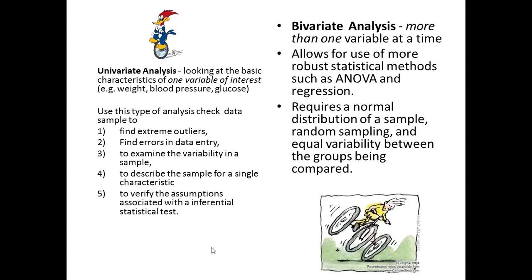In bivariate analysis, where we look at more than one variable at a time, we can use more robust statistical methods such as the inferential tests ANOVA, regression, and t-test. Of course, we have to make sure that our data is normally distributed, that the sample was collected randomly, and that there's equal variability between the groups being compared.